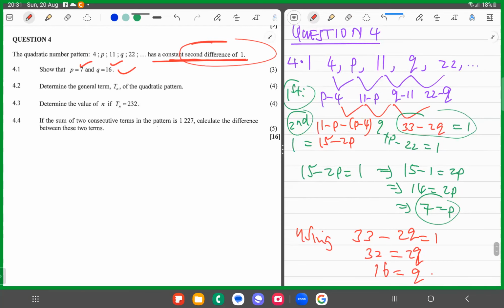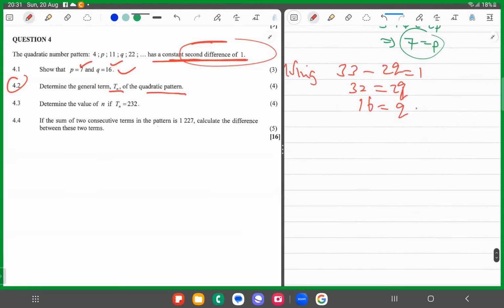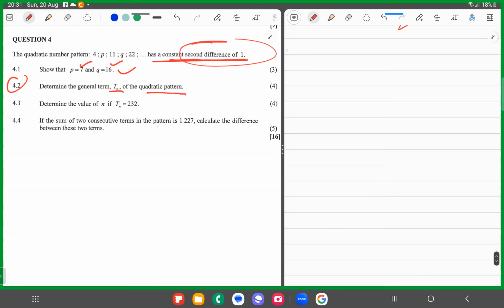We continue with our discussion right now, and we're going to do question 4.2. Determine the general term Tn of the quadratic pattern. How do we find the general term in 4.2? We have 2a equals 1 because the second differences are constant and 1, which means therefore that we divide by 2 and a is 1/2.